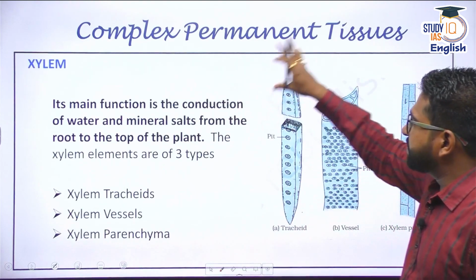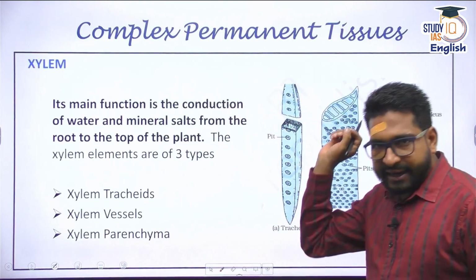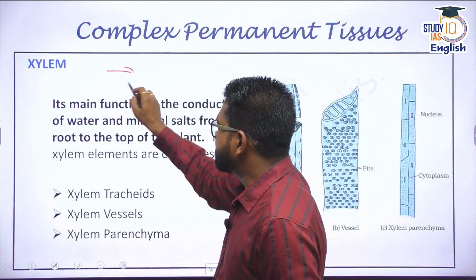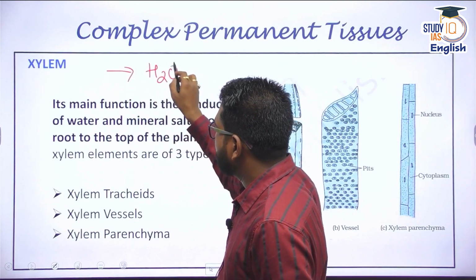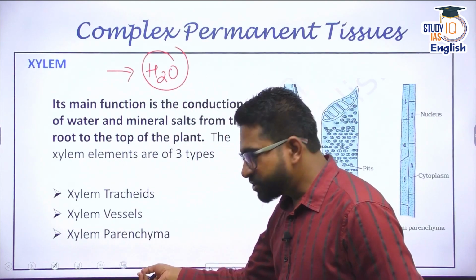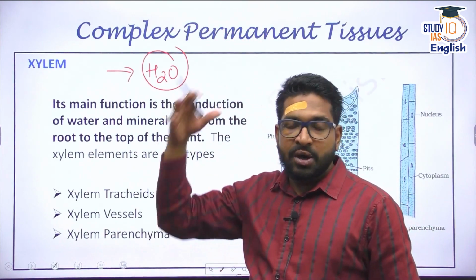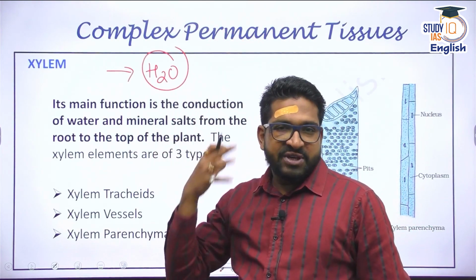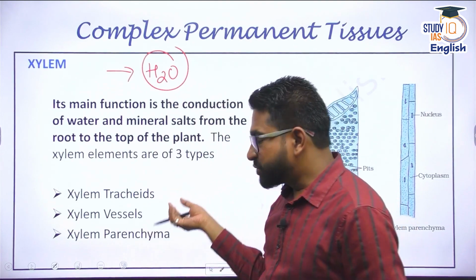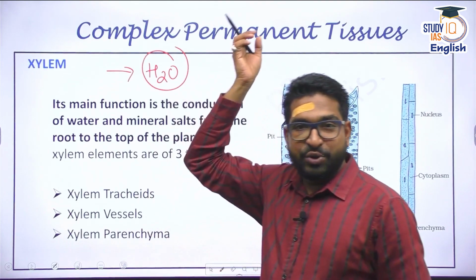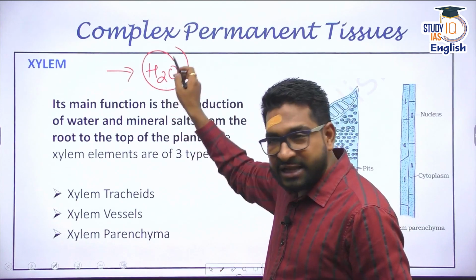First one, complex permanent tissue, xylem. Its main function is what? Its main function is to transport water from roots. It has to reach to the tip of the leaves. Many a times trees can be almost 50, 60, 100 meters height, and it has to reach from the ground level to the top level. So xylem, it transports water.